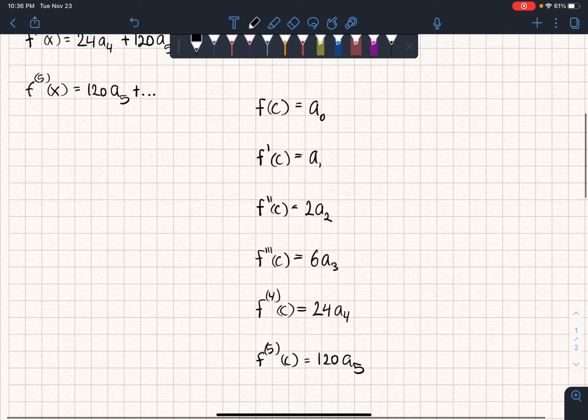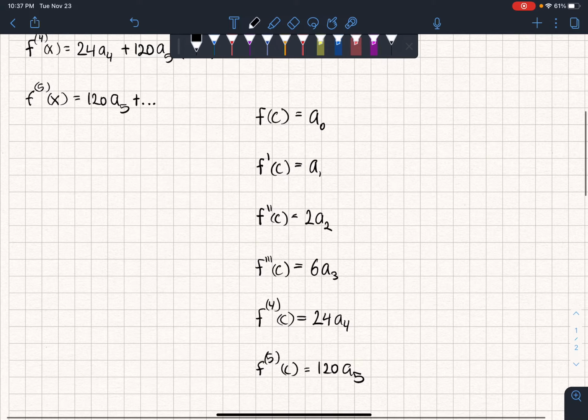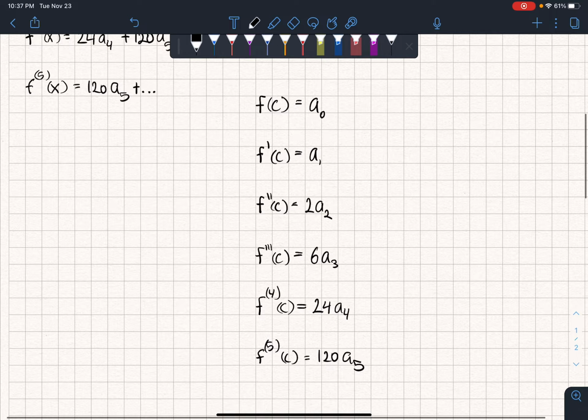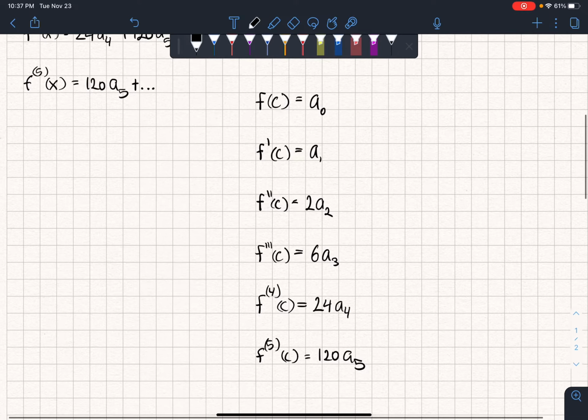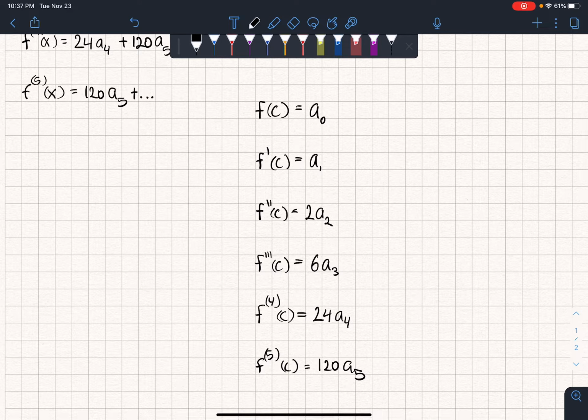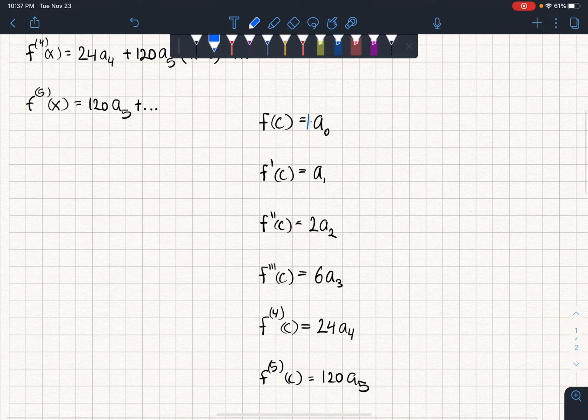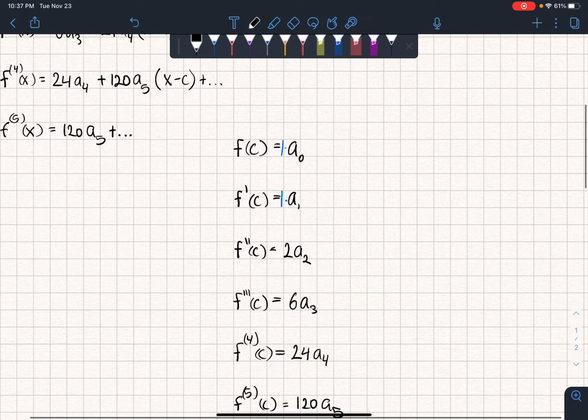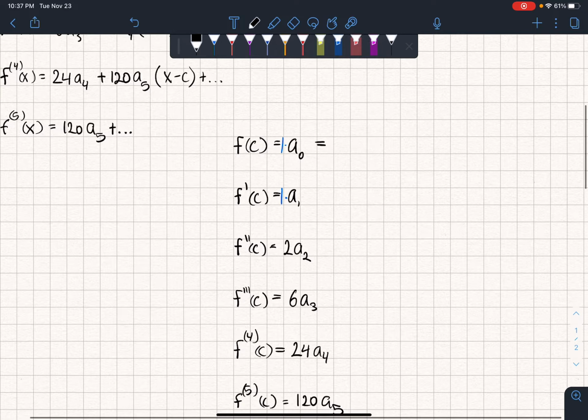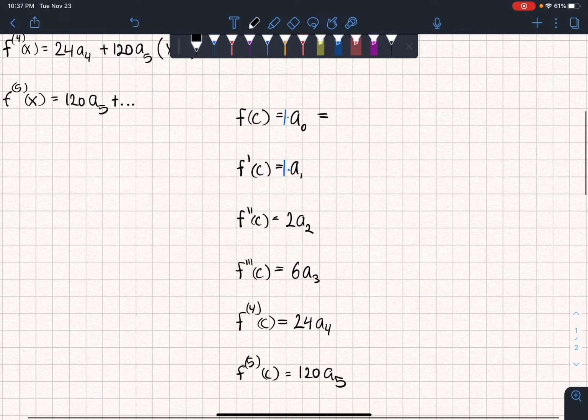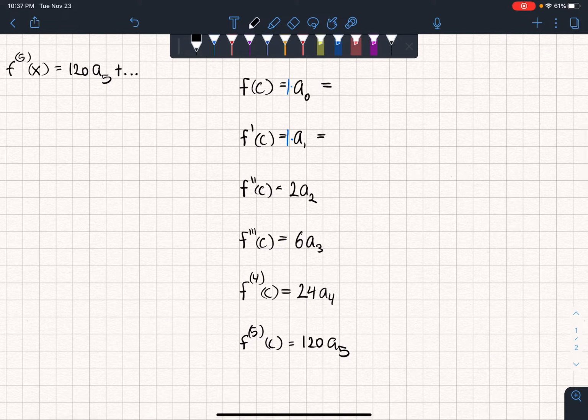Okay, so now here comes a little, you just got to notice the pattern. Basically, right here there is a 1 being multiplied, and a 1 being multiplied there. So essentially, f of c equals 1 times a sub 0. F prime of c equals 1 times a sub 1. So it goes 1, 1. I'm talking about the coefficients here. It goes 1, 1, 2, 6, 24, 120.